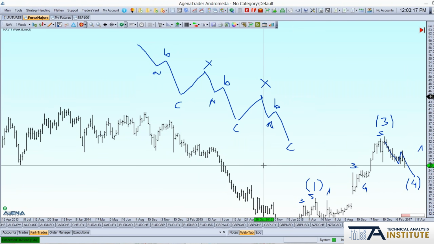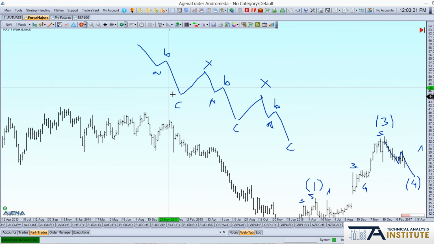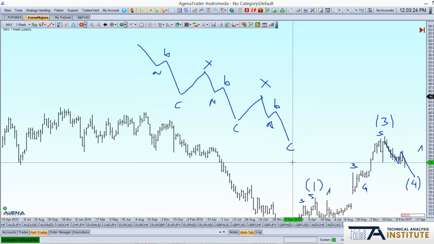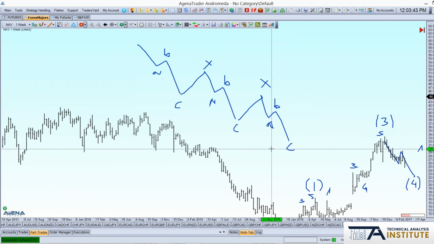All right, so basically what we have here are ABC 3 times. So what do you think we call this formation? What kind of structure do you think this could be? A triple zigzag. Correct. A triple zigzag. So what I'm going to do is, you see how complicated this is?